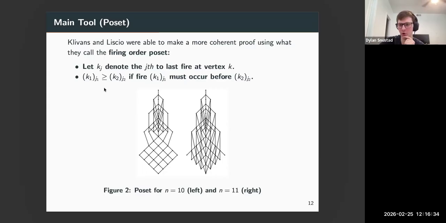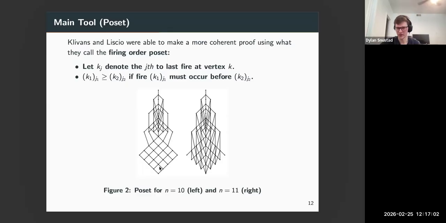Then we give this an ordering by saying that k1j1 is greater than or equal to k2j2 if k1j1 must occur before k2j2 in the firing. So it's kind of a weird poset to wrap your head around at first. But I have a little picture here of what happens in two cases. I have the poset for the n equals 10 case on the left, and the n equals 11 case on the right.